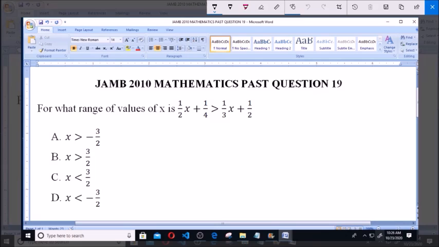I will be answering JAMB 2010 Mathematics Past Question 19. For what range of values of x is 1 over 2 x plus 1 over 4 greater than 1 over 3 x plus 1 over 2? Now this question is from inequality. The options given are: A, x is greater than minus 3 over 2; B, x is greater than 3 over 2; C, x is less than 3 over 2; and D, x is less than minus 3 over 2.